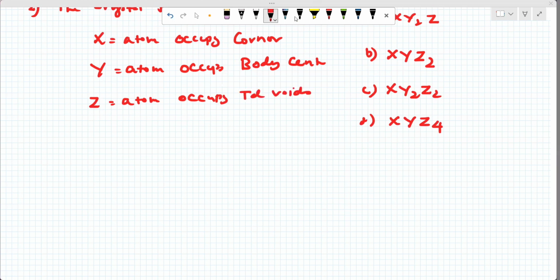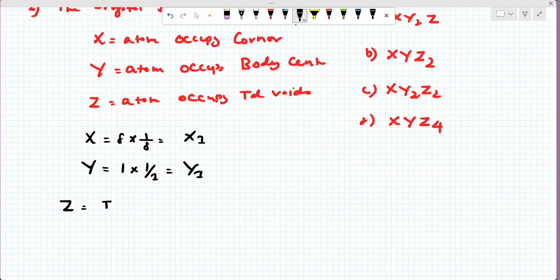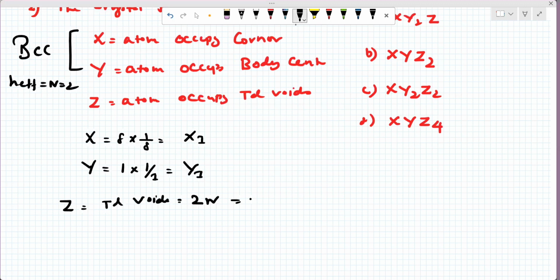Okay, we'll check. Listen. If the X atom occupies the corners, X is 8 into 1 by 8, that equals X1. The Y atom occupies the body center, 1 by 1, that equals Y1. Now these two make a BCC. What is n effective for BCC? That equals 2. Tetrahedral voids formula is 2n, therefore 2 into 2. Answer is 4. Therefore Z4. Option D is correct. So the molecular formula is XYZ4. This is the way the question will be asked in the exam.